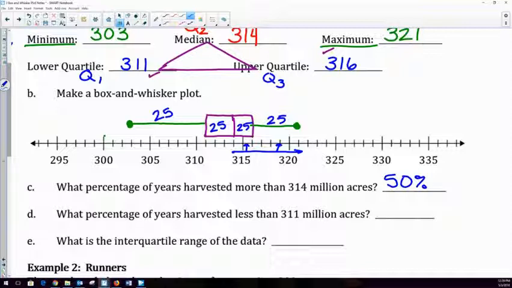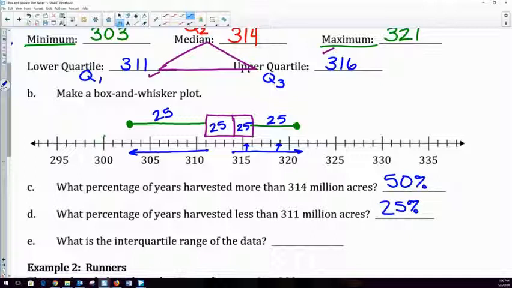Letter D, you'll see, is slightly different than your question. I reworded it so it was clear on what I was looking for. It says, what percentage of years harvested less than 311 million acres? Well, here's 311 million. So I want less than, so that's going in this direction. Notice there's only one 25 in that area, so it is 25%.